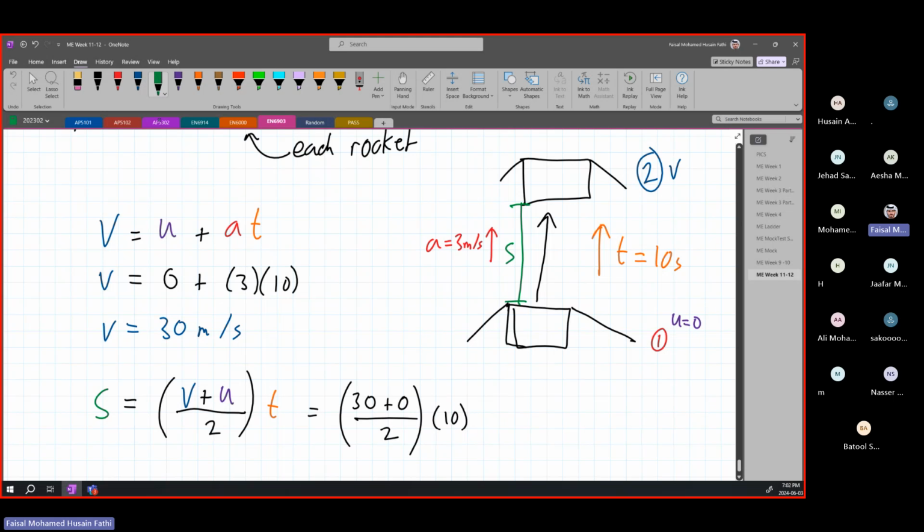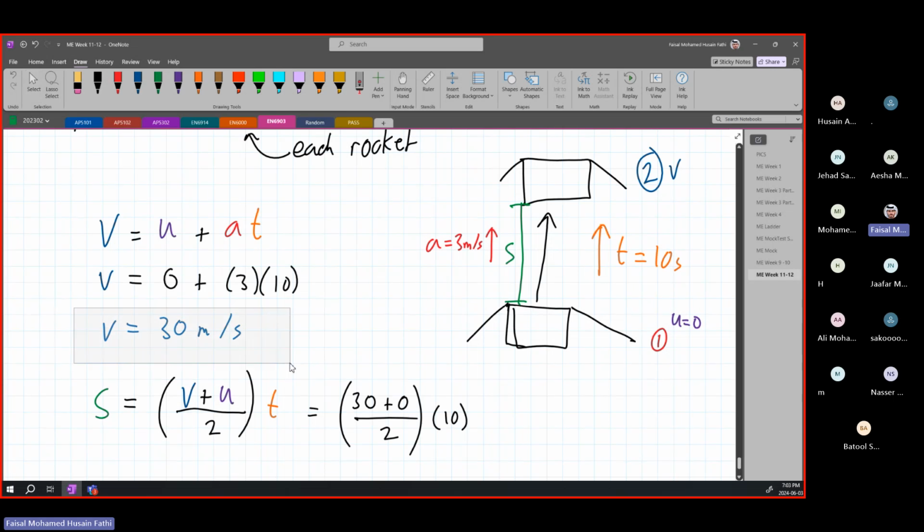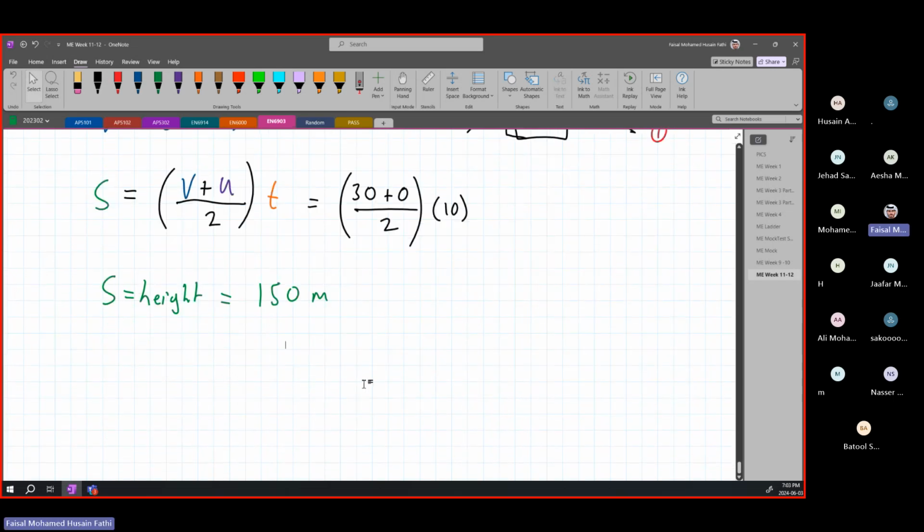So our S, which is also our height, is equal to 150 meters. Now that we have found our V and we have found our S, or our height, simply we can just say kinetic energy is equal to half mv squared, which is equal to half the mass.